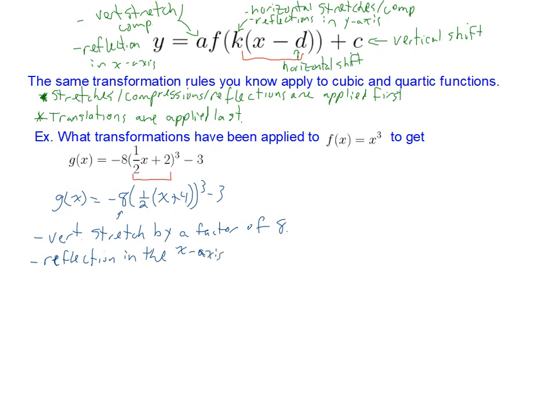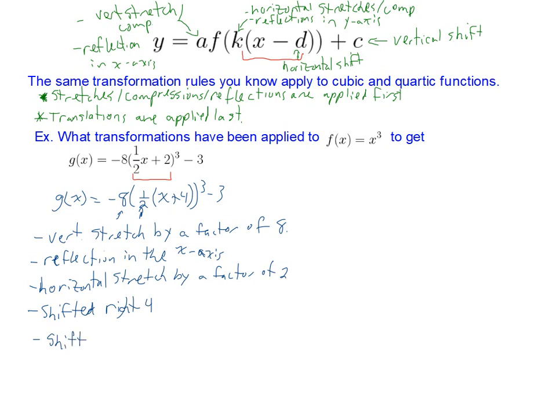The half is a horizontal stretch by a factor of 2. The 4 will be a shift to the right. So shifted right 4 and shifted down 3.